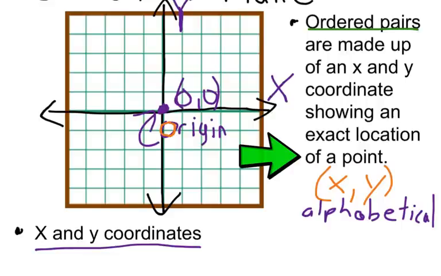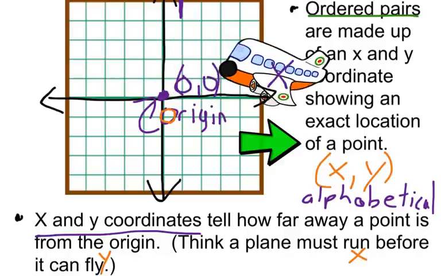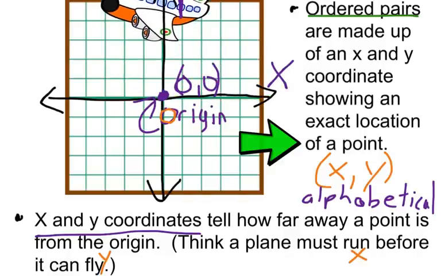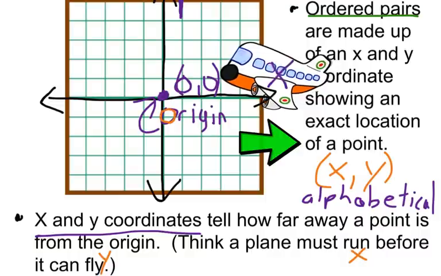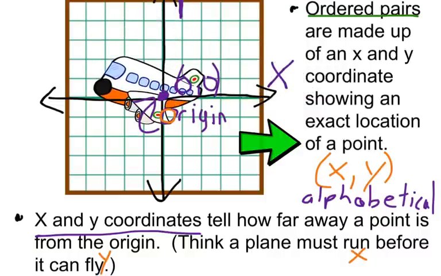All right, now the X and the Y coordinates tell how far away a point is from the origin. So it's all in relation to the origin. So think a plane must run, and run meaning the X, before it can fly, meaning the Y. So the X comes before the Y, so we go left and right first, and then we go up and down. So just like a plane must build up its speed before it can take off. Same thing for ordered pairs.